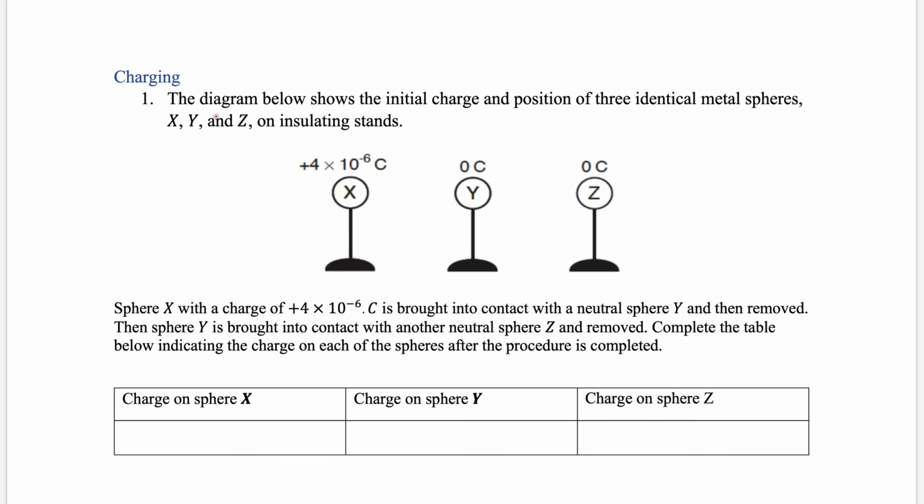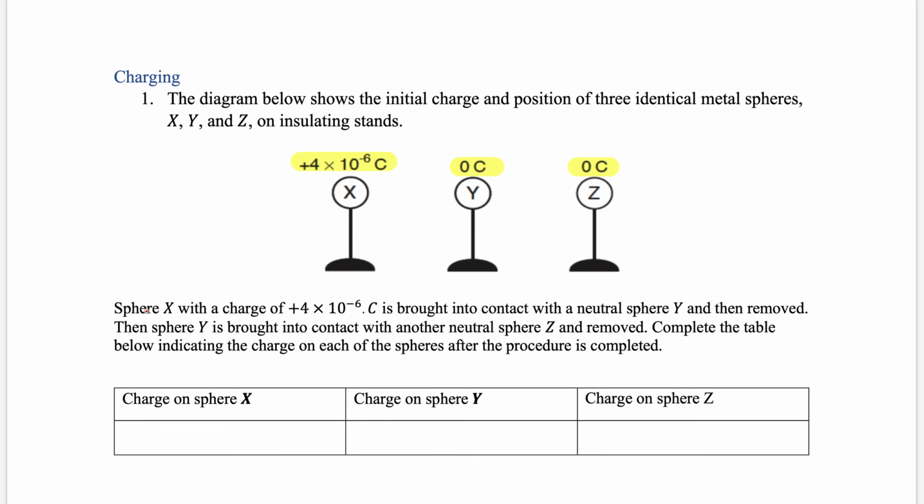Okay, so in this worksheet, we are going to solve a problem on charging objects. The diagram below shows the initial charge and the position of three identical metal spheres, X, Y, and Z on insulating stands. The charge on X is positive 4 times 10 to the power negative 6 coulomb. Y is 0 and Z is also 0.